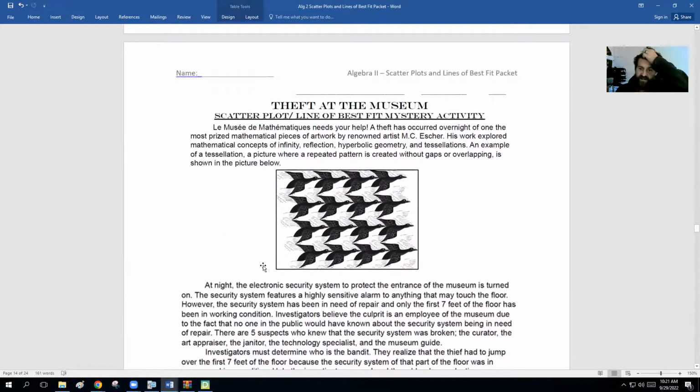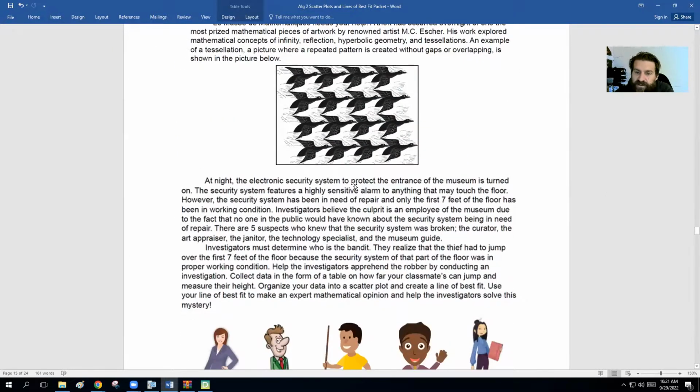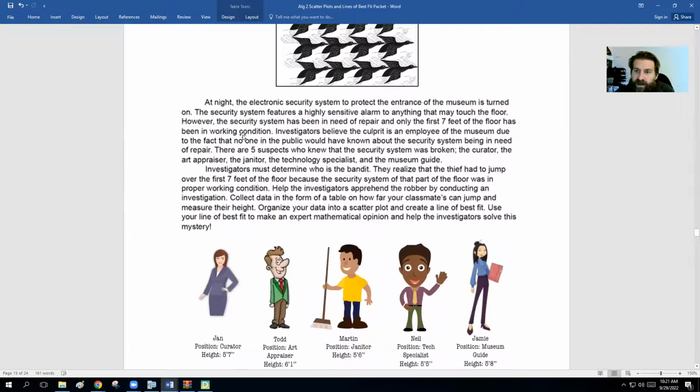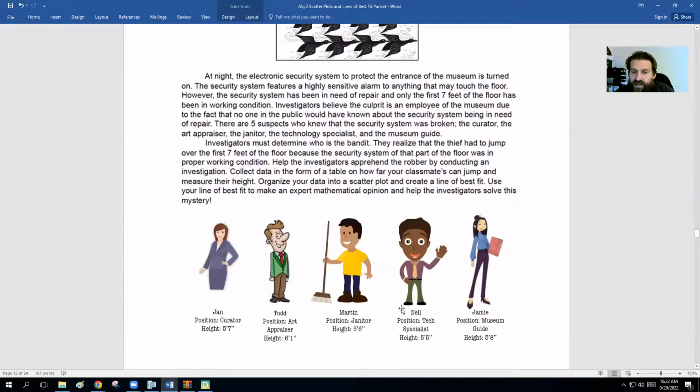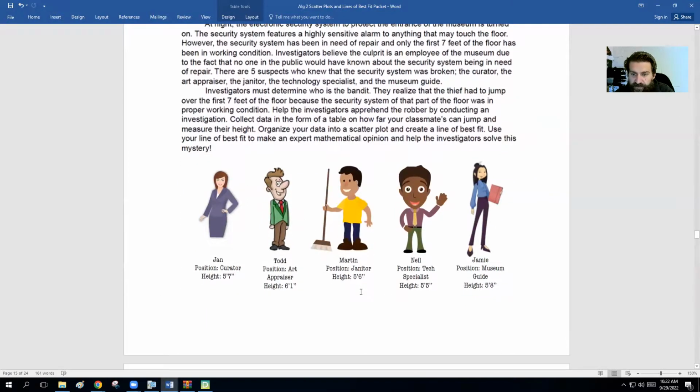All right, this fourth assignment here, you guys are going to read through this, but basically you're going to have to do your own investigation. I'm going to have some things set up for the room here. What happens in the story is a thief breaks in and steals a piece of art. The security system noticed that the person has to jump or step over the first 7 feet. They have these 5 suspects, but they want to figure out who it would be. They're trying to figure out if there's some mathematical correlation between their height and how far they can jump.